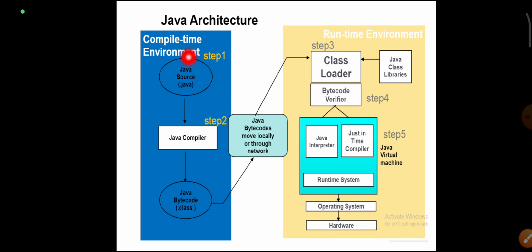For example, first the Java source file is written by the programmer with the help of some text editor, whatever it may be. As of now, I am using Eclipse and Visual Studio. The source code which we write in Java will be compiled with the help of the Java compiler in step 2. That Java compiler will convert the source code into Java bytecode, that is the .class file, and that Java bytecode moves locally or through a network into the Java runtime environment.